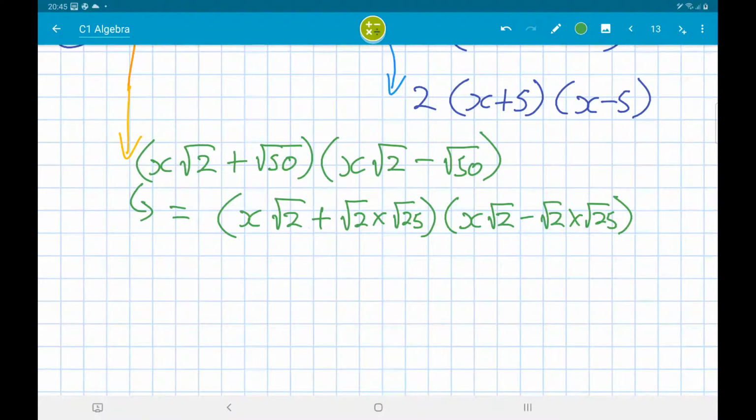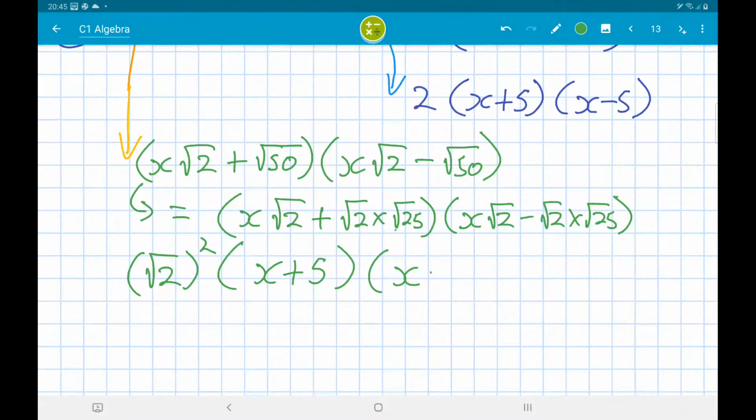Square root of 2, which is common over here, comes out as well. So you get square root of 2 squared, x plus 5, because the square root of 25 is 5, and x minus... sorry, x minus 5. Because again, square root of 25 is 5. And that's how you end up with 2x plus 5 with common factor x minus 5.